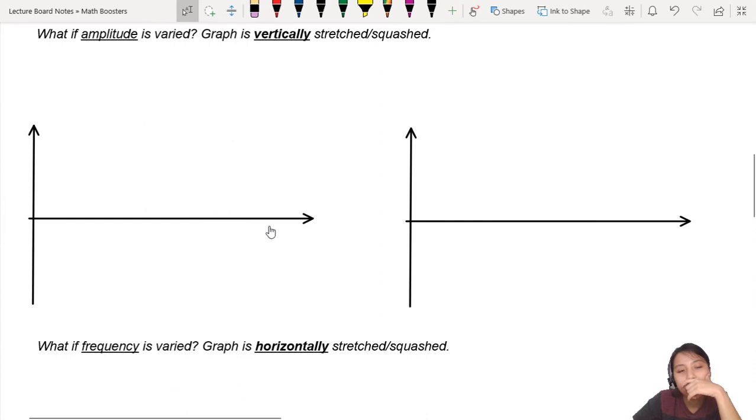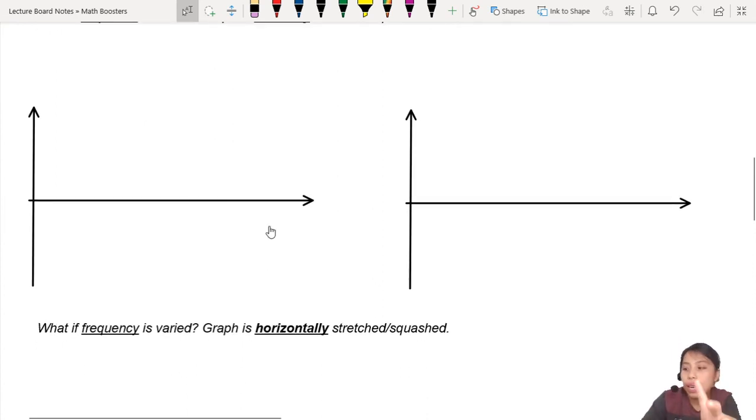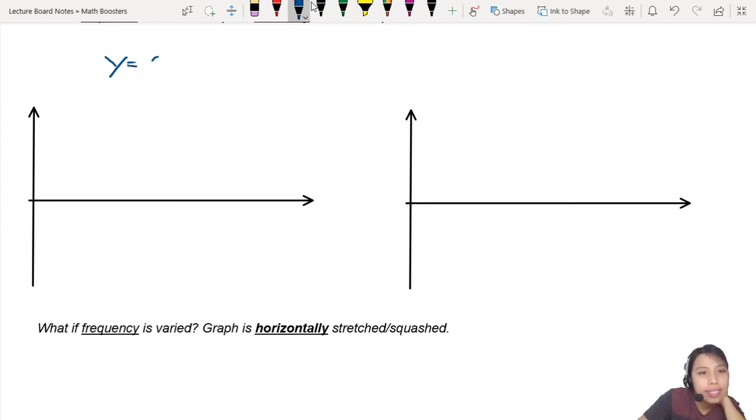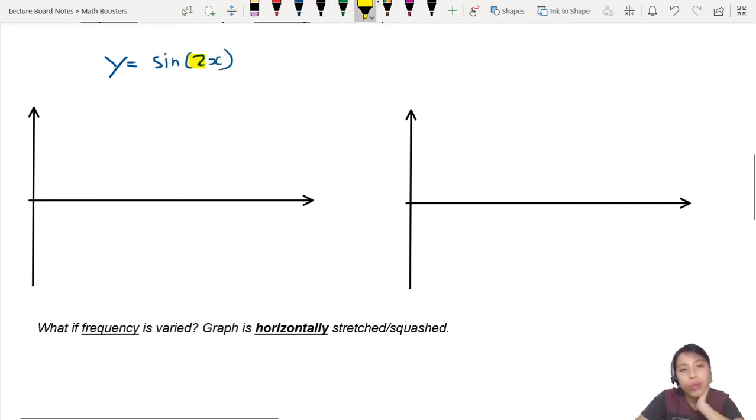What if we change the frequency of the wave? Let's say I ask you to draw, okay, what is y equals sine 2x? Why is there a 2 inside there? What is this? So when you see a 2 inside the bracket of the sine, that means the frequency has changed. So how are you going to draw that?